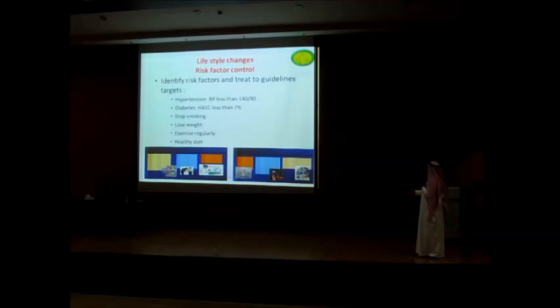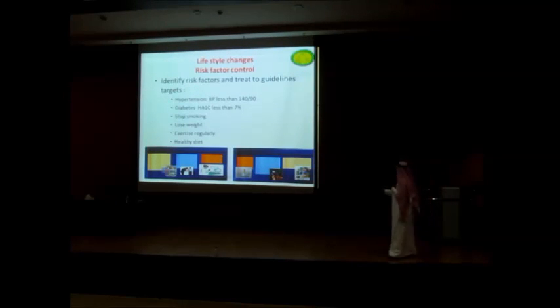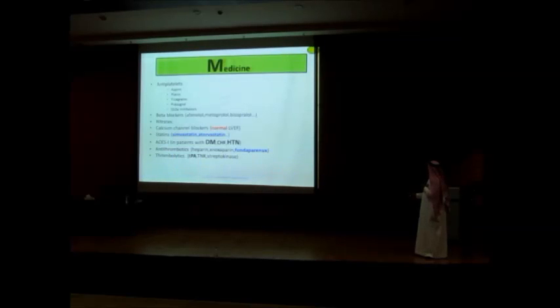And then what about lifestyle changes? Your target blood pressure should be below 140/90. Diabetes A1C should be 7. You should stop smoking, lose weight, exercise regularly, and eat a healthy diet.